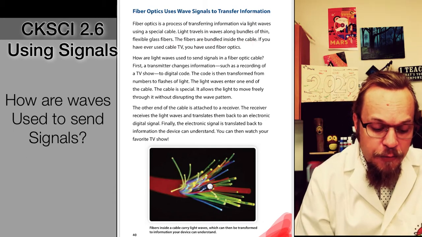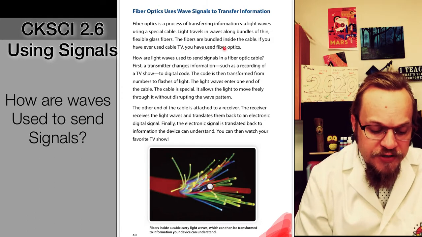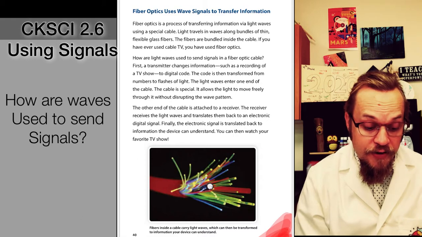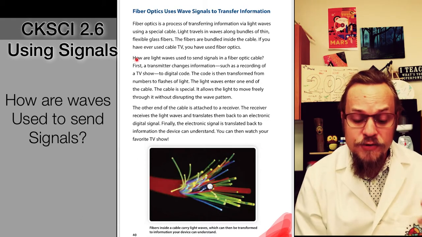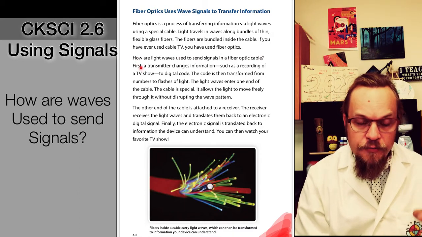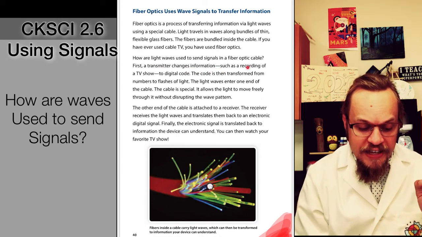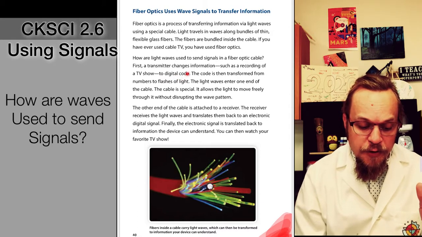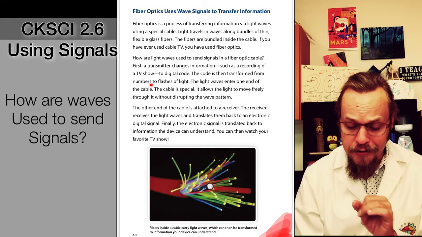So how are light waves used to send signals in a fiber optic cable? Well, first, a transmitter changes the information, such as a recording of your favorite TV show, to a digital code, a whole bunch of zeros and ones. The code is then transformed from numbers to flashes of light. The light waves enter one end of the cable. The cable is special. It allows the light to move freely through it without disrupting the wave pattern.